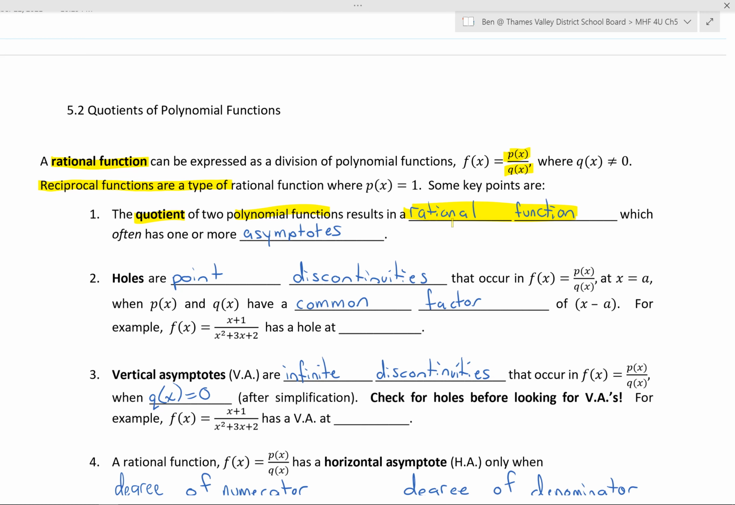Now, holes we have talked about as well are point discontinuities, and that means it's a specific location where a function does not exist. So it will occur in a rational function at a point x equals a if your numerator, p of x, and your denominator, q of x, each have a common factor, x minus a.